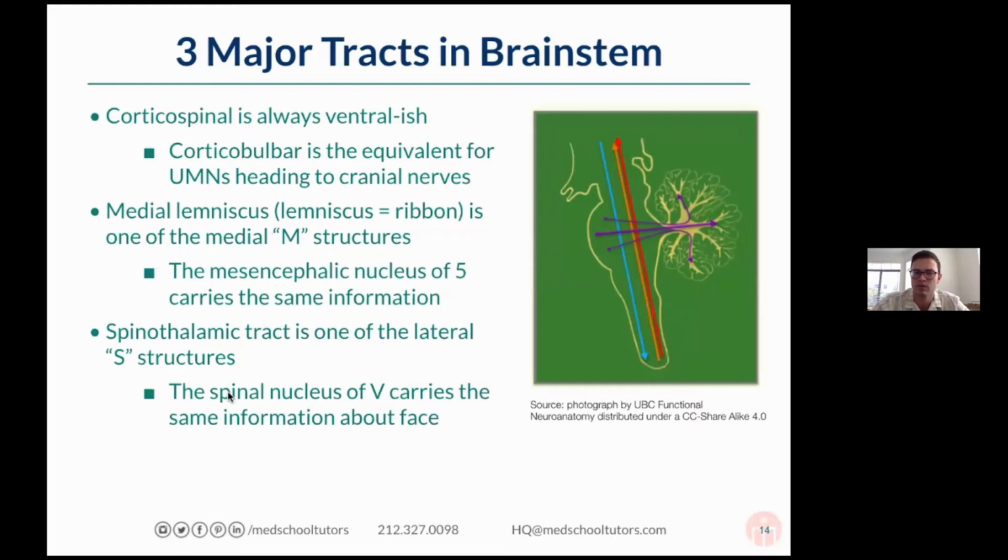The spinothalamic tract is one of our S structures. So it's going to kind of run in the side of the brainstem. And then its comparison is the spinal nucleus of 5. Same information, pain and temperature about the face.